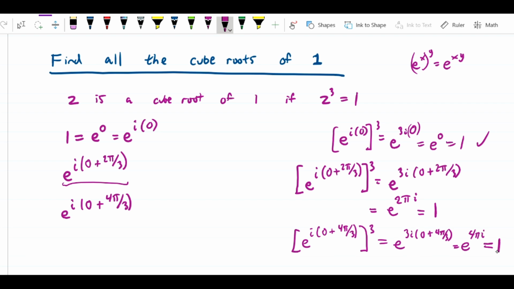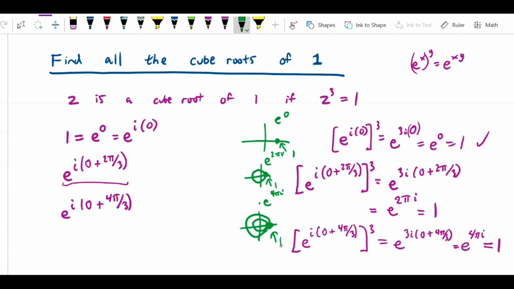Okay, so let me just draw these. e to the 0 is just this number. This is e to the 2 pi i: I go once around and get to the same number. And then for e to the 4 pi i, I start here, go twice around, and get back to the same number. In all 3 cases, I end up right here at the number 1.